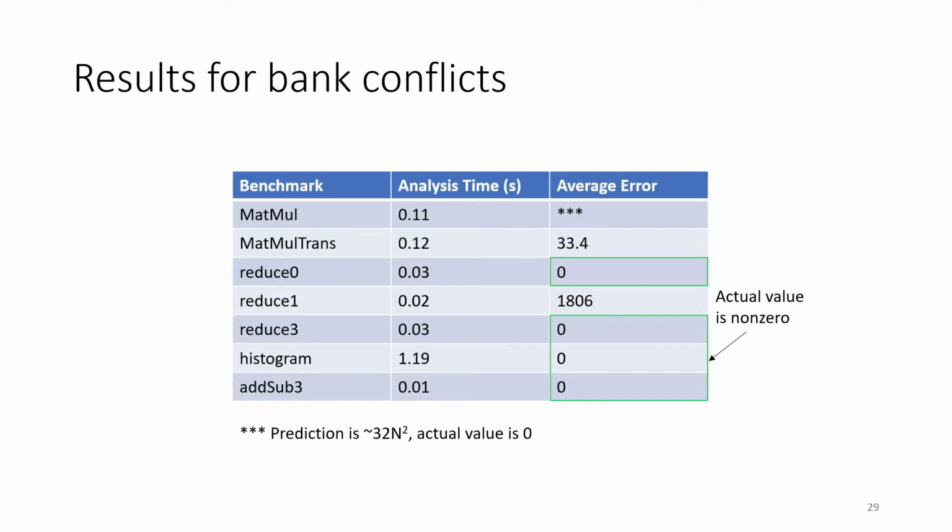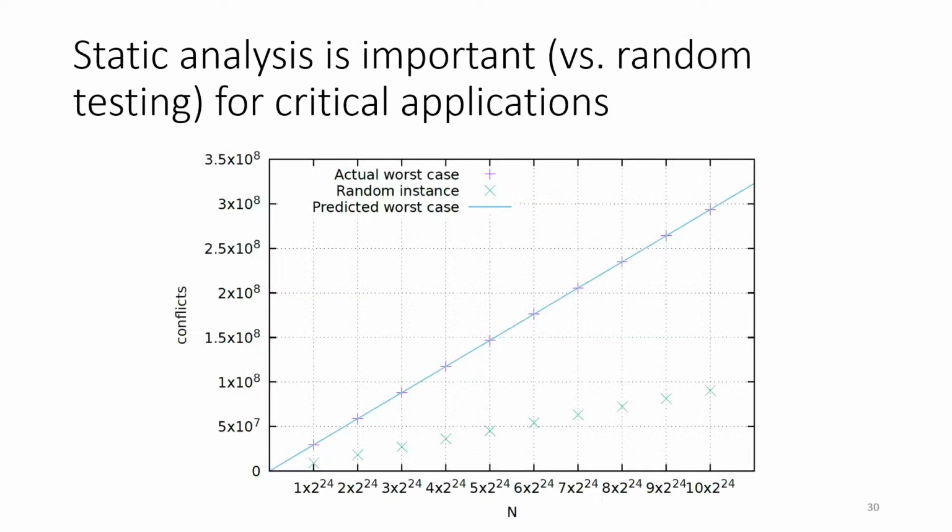One good story is this histogram benchmark, which has an interesting, fairly complex worst case performance in terms of number of bank conflicts, and we do predict it accurately. So in the interest of time, I'm not going to talk too much about that. But one interesting thing is that there's a difference between the worst case and random instances, which shows the importance of static worst case predictions rather than random testing.